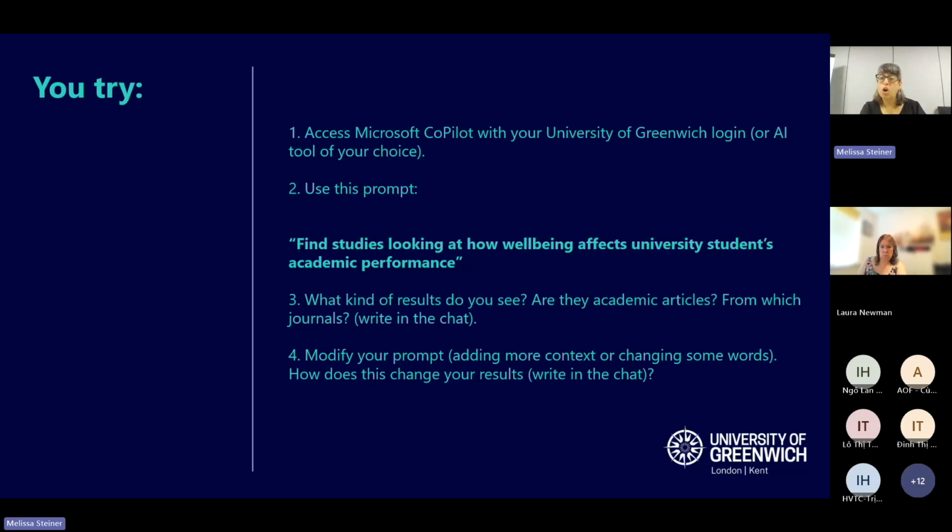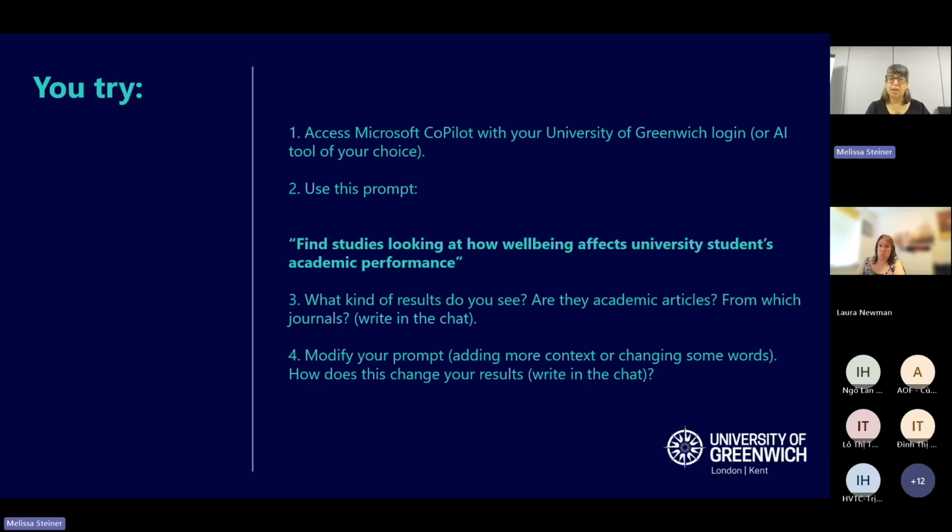So if you could just copy that prompt and put it into whatever tool you're using, and then perhaps you could let me know in the chat, what kind of results are you seeing? Are they academic articles? If they are, which journals are they coming from? So follow the little link to the source and have a look at where it's coming from. And I'm going to do the same on my screen now.